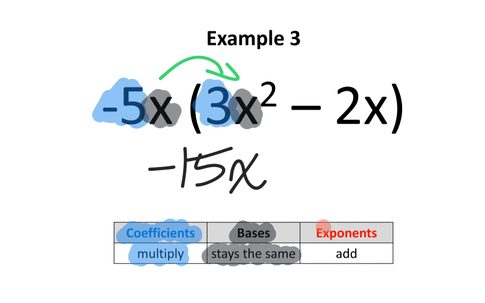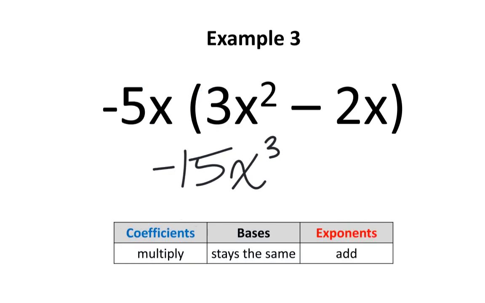Last, you want to take a look at exponents. There is no exponent in this term, but if there is no exponent, that just means there's a hidden 1. The exponent over here in this term would be 2. You want to add exponents. Therefore, 1 plus 2 is going to give you 3.